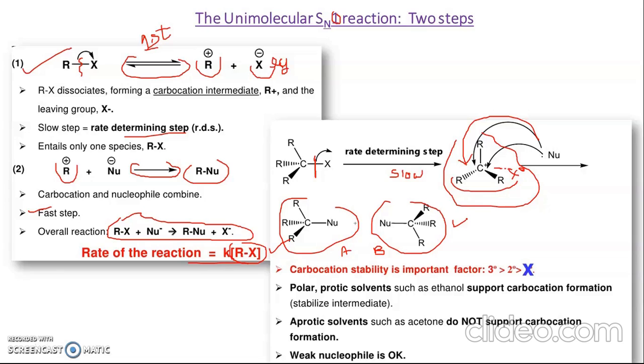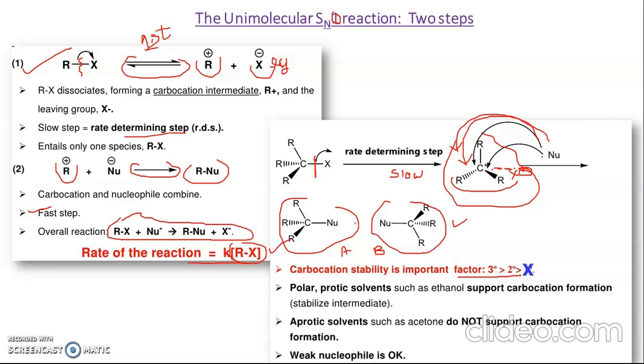But if it is not the case, suppose the CX bond is breaking in a slow manner, then X will still be weakly attached to C plus, and as a result, the chance will be high that the nucleophile will attack from the opposite side. Fine. So carbocation stability here is very important.